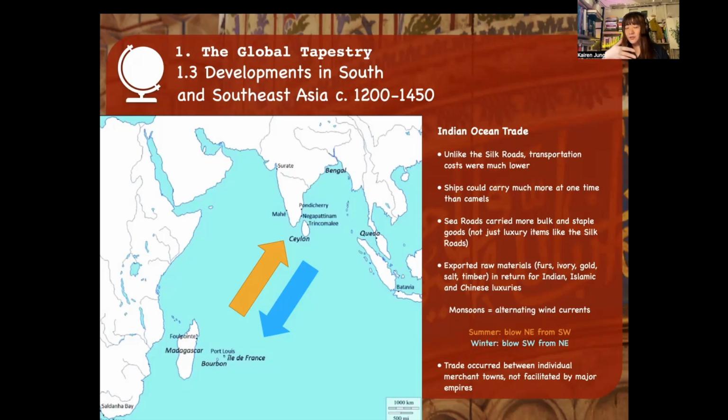And so it was also seasonal trading. So in the summer, the wind would blow northeast from the southwest, according to the monsoons, which are alternating wind currents. And on the west coast of Africa, you would have all these raw materials being shipped up.